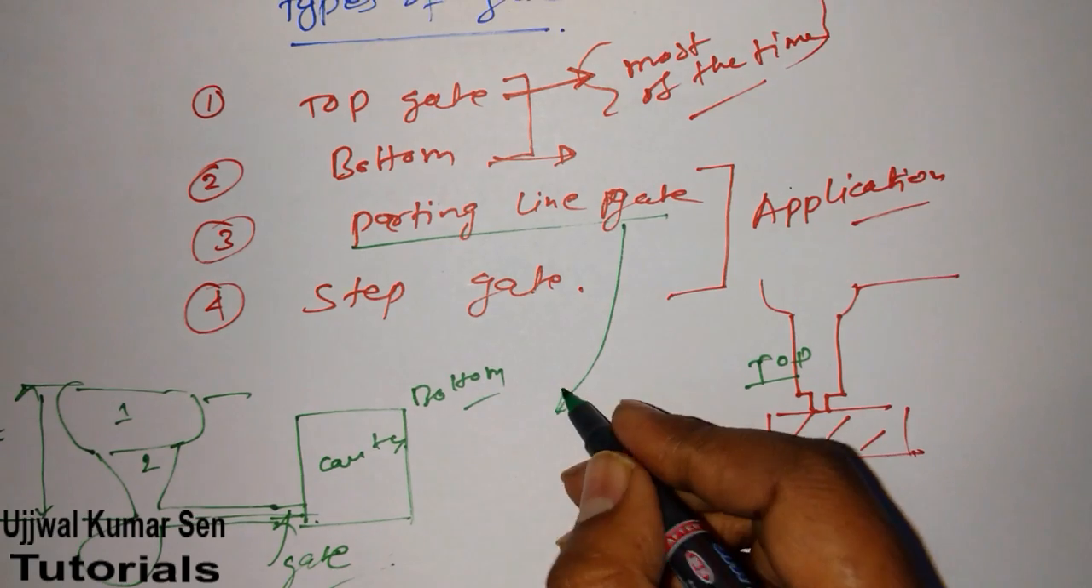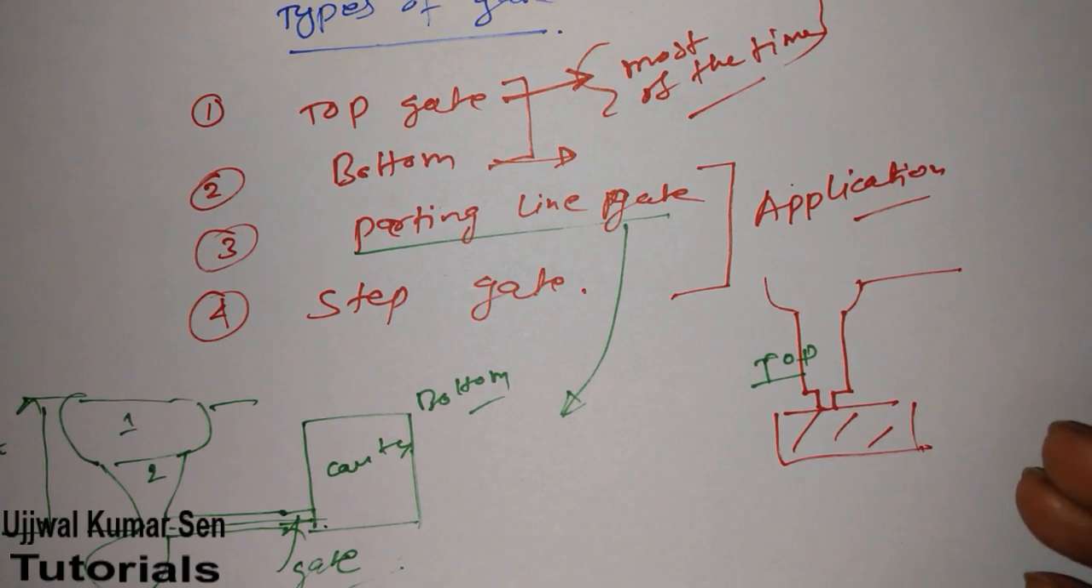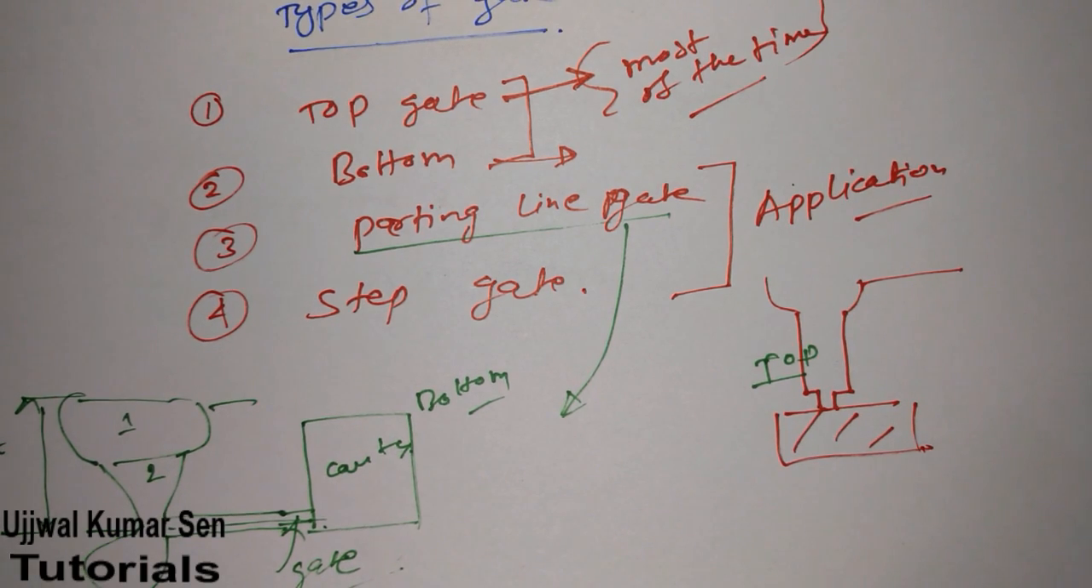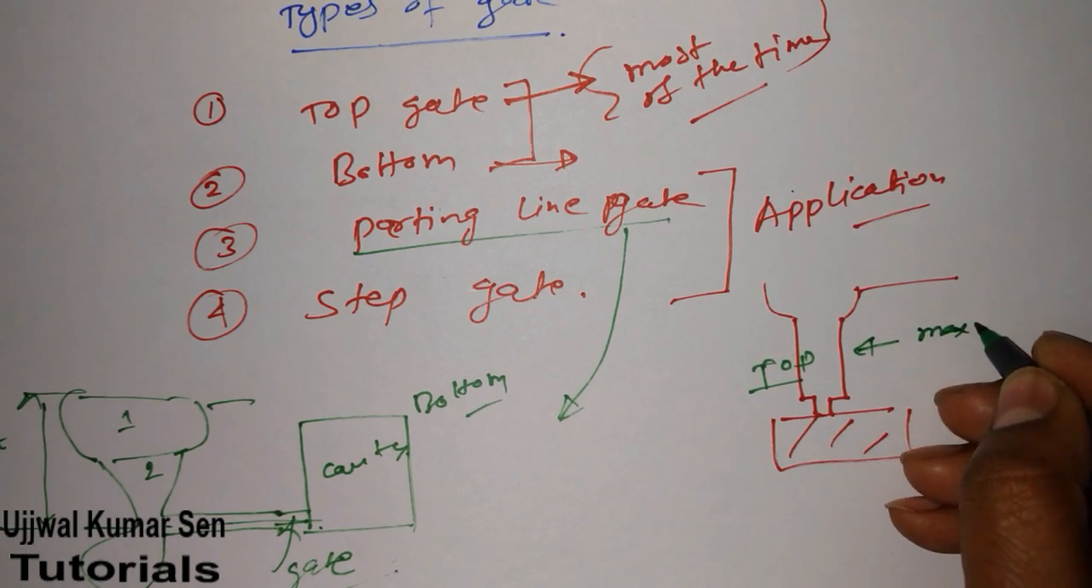If you're talking about industries, casting industries, most of the time they are using parting line gate. Why they are using it, I'm just going to share with you. Casting industries are using parting line gate to get the advantage of top gate and bottom gate.